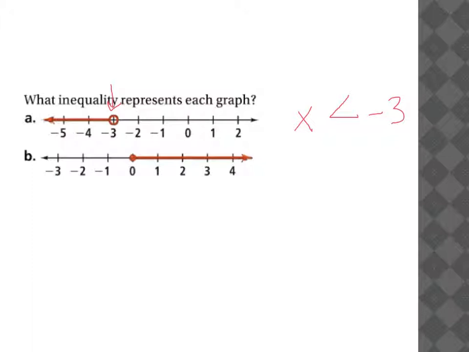So if we look at this second one, if I have x and the point I'm dealing with is 0, and then it's pointing to the right, since the arrow is pointing to the right, my symbol should always point to the right. And since this is a closed point, there should be a line underneath. This says x is greater than or equal to 0.